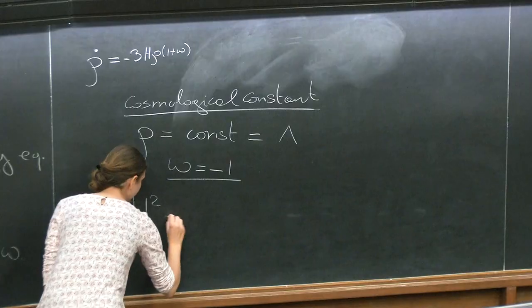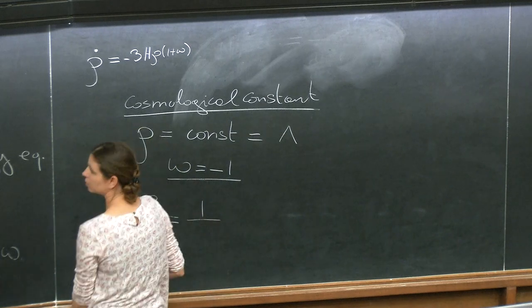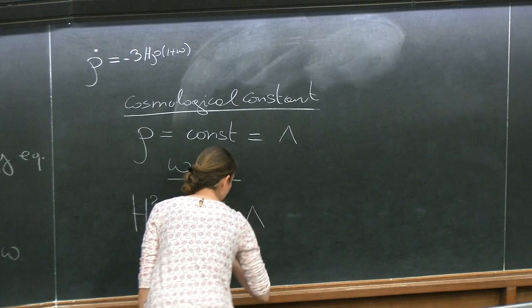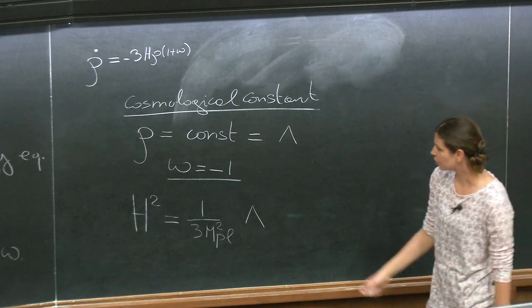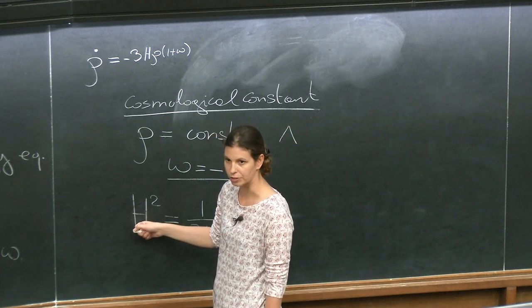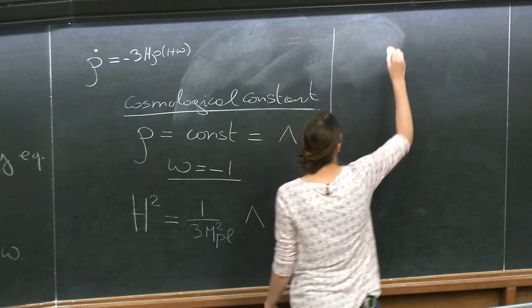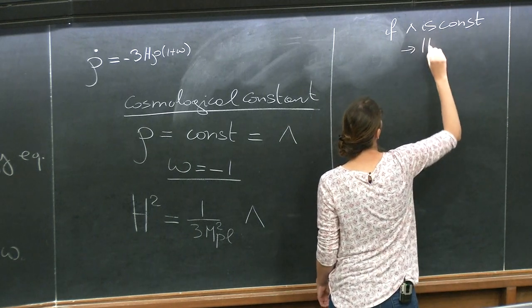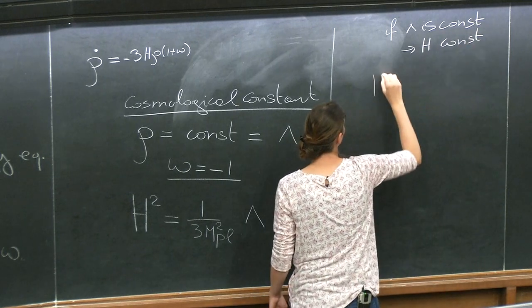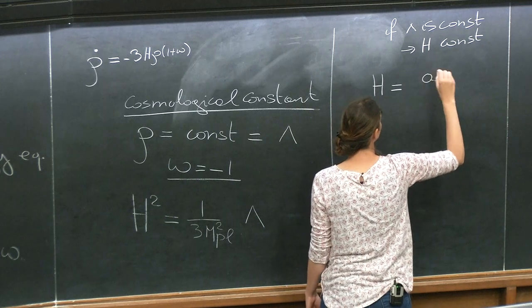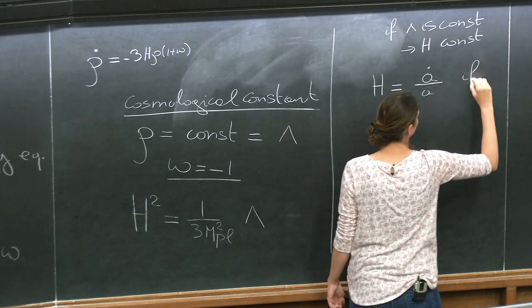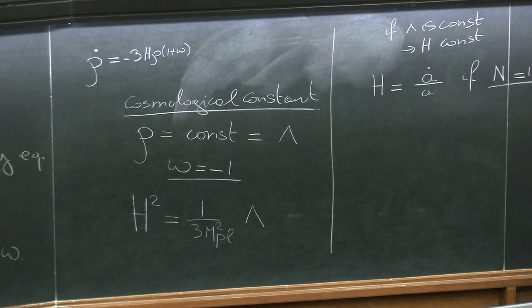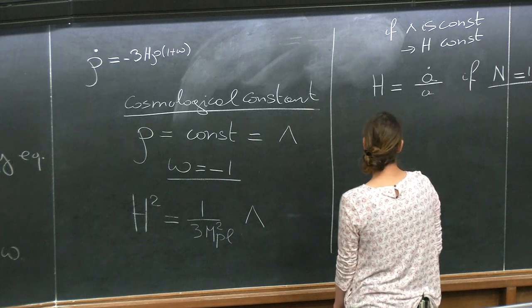And if we put this cosmological constant into the Friedman equation, we get that the Hubble parameter squared is equal to 1 over 3 M Planck squared times rho. Sorry, that cosmological constant, lambda. And so if lambda is constant, then H is a constant. But recall that H is equal to, let me now set the lapse to be 1. If I work in a gauge where the lapse is 1, I can always choose my time to do that. Now it'll just be easier. It doesn't change anything if you don't do that.